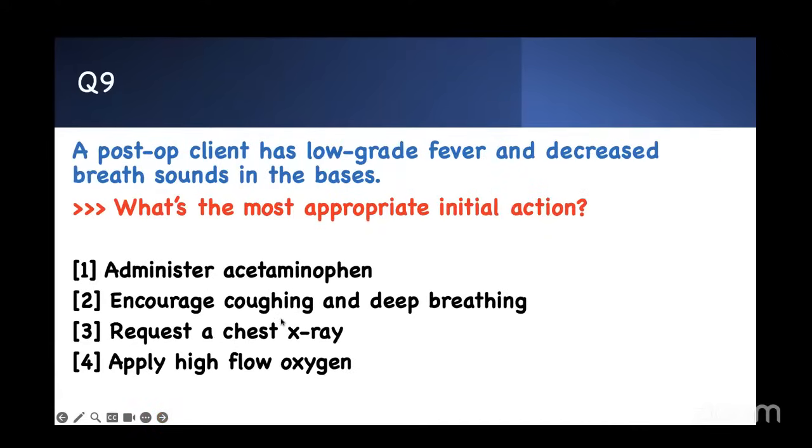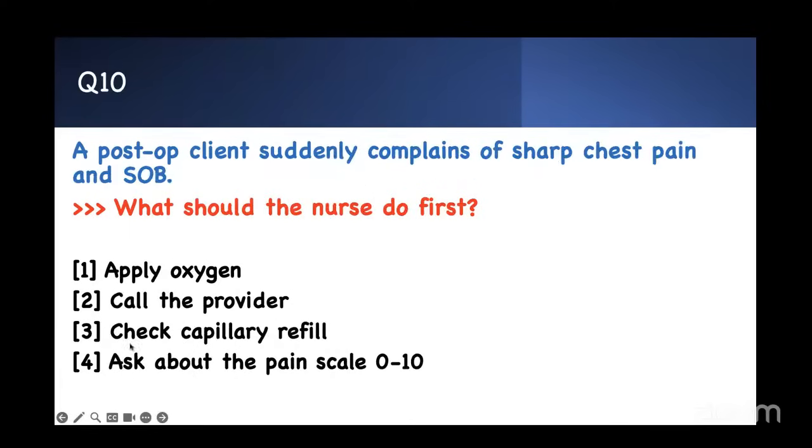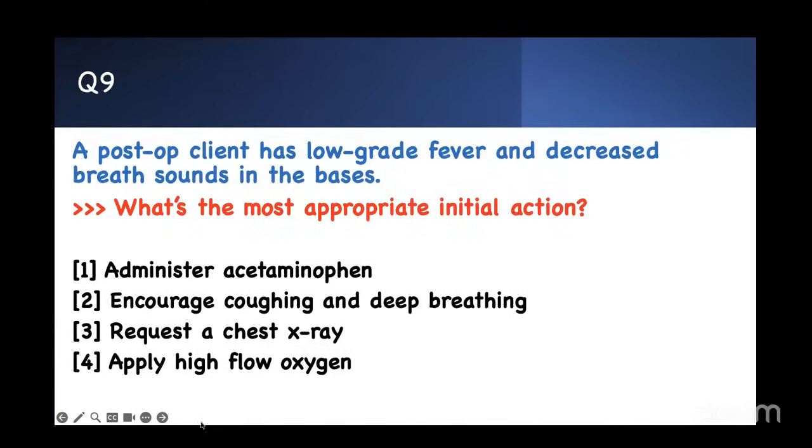A post-op client has low-grade fever and decreased breath sound in the bases. Don't chase your tail. And this is a question to tell you, don't chase your tail. Don't look for big things. The buzzword is a post-op patient. What do you expect in the post-op patient? Think about it. I've told you, he has low-grade fever and decreased breath sound. That's what a post-op patient does, right? What would you do? Give them acetaminophen, encourage coughing and deep breathing, get a chest x-ray, apply high-flow oxygen.